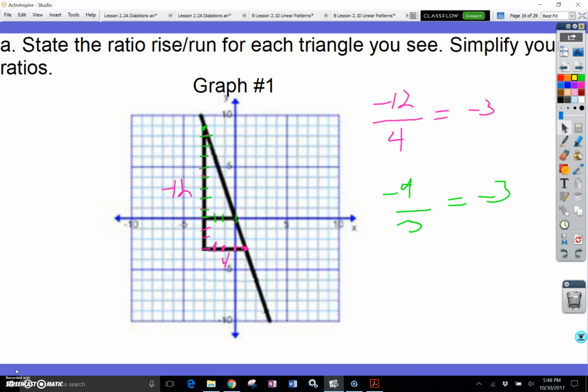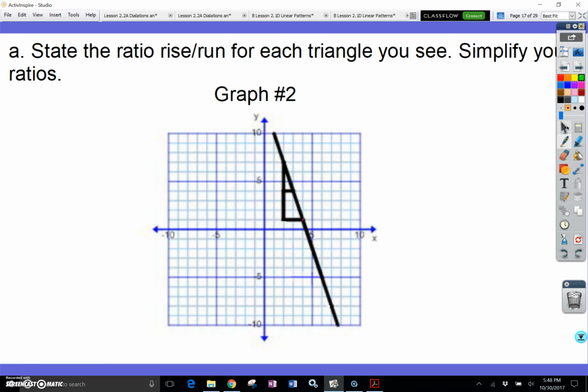Alright guys, the next graphs B and C should be done. So let's go ahead and check these out now together. It says state the ratio of rise over run on each triangle, so I've got 2 right here. This one's pretty tiny, but let's check it out. I went down 1, 2, 3. So I went down 3 and over 1.